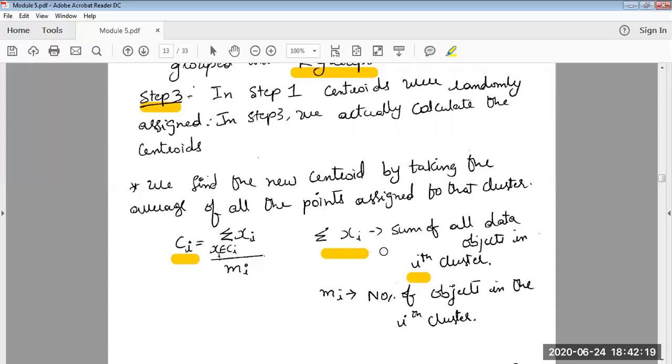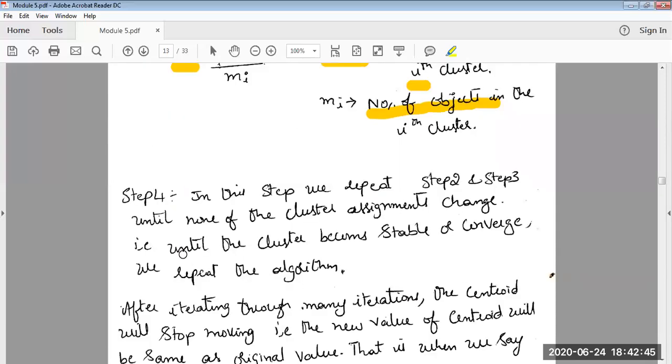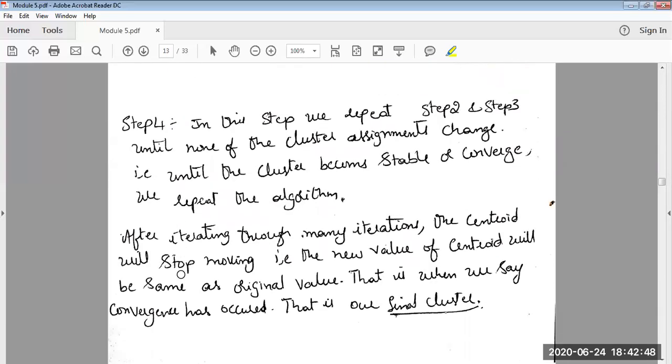What is mi? Mi is the number of objects in the ith cluster. The ith here is cluster A, cluster B. In my example, mi will be 5 because it is P1 to P5, so 5 data points are there. So P1 plus P2 plus P3 to P5 divided by 5 will give you the new position of the centroid. So that is what is happening in step 3. Step 3 is giving us the new position of the centroid, not randomly choosing the position. It is helping us determine the position of the centroid through computation.